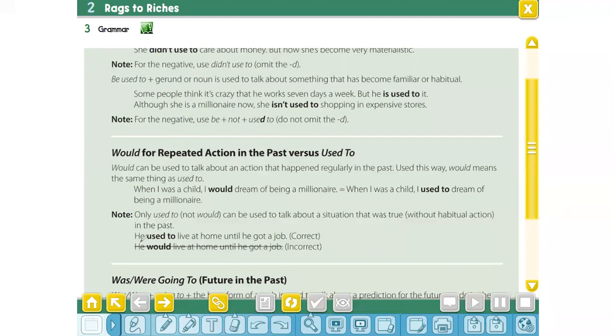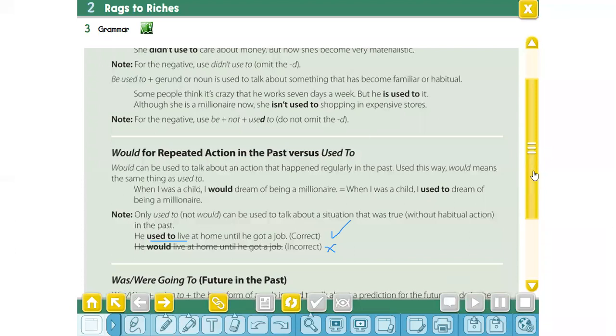For example, he used to live at home until he got a job. It's a correct sentence. Why? It's a fact. It's true. So we can use used to plus infinitive. But we can't say he would live at home until he got a job. It's incorrect. Okay? We can't use would in this situation.